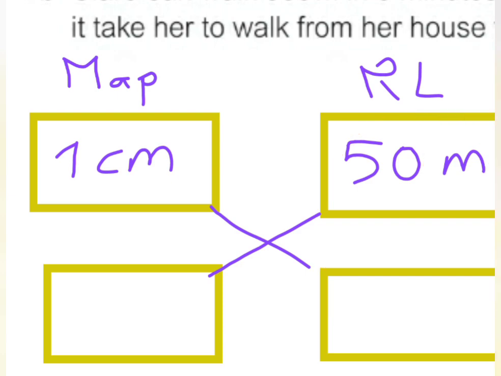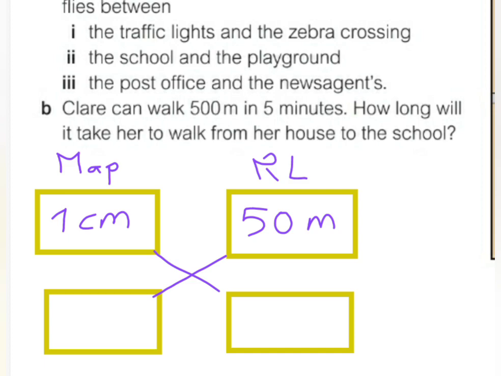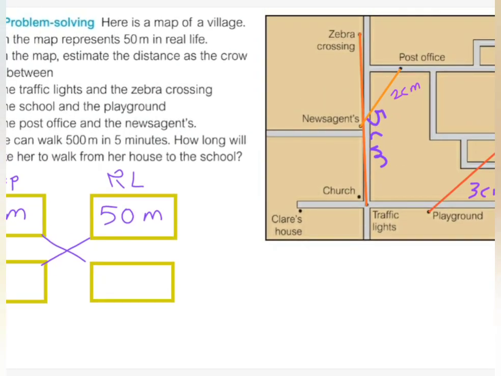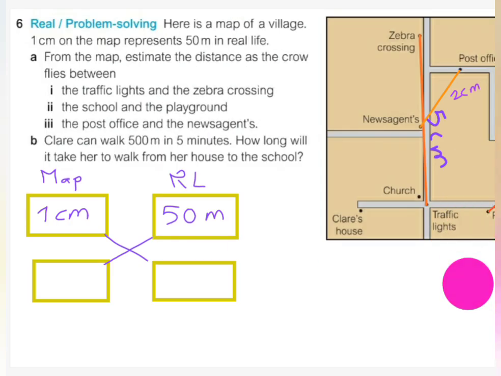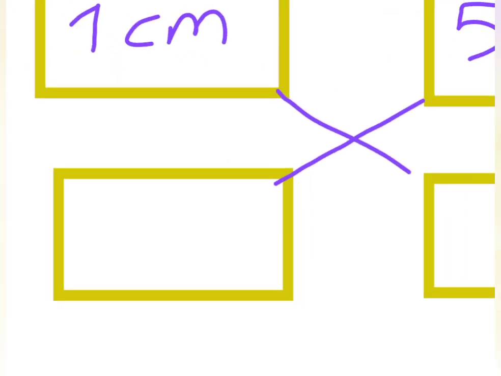Now, let's start with the first one, traffic lights and zebra crossing. We said it's 5 centimeters. So I'm gonna take the 5. Now, the 5 centimeters, is it on the map or in real life? Very good, it's on the map. So I'm gonna put it here. So 5 centimeters here.